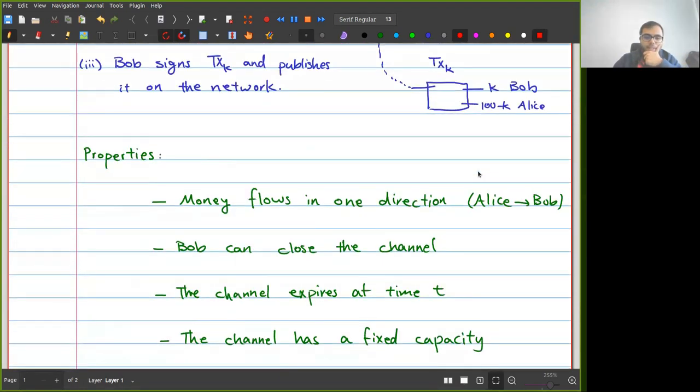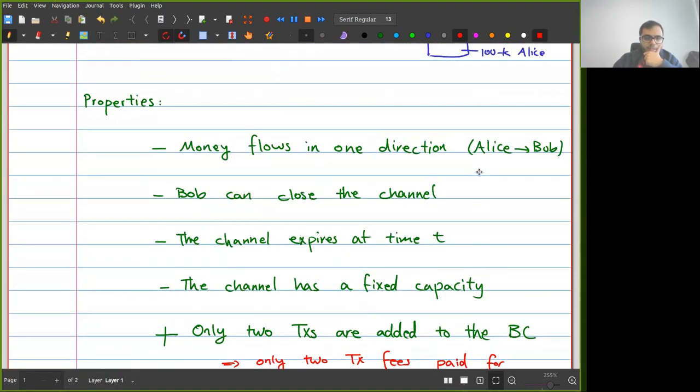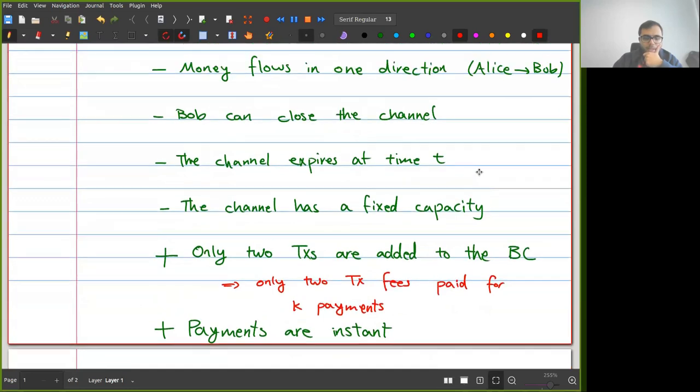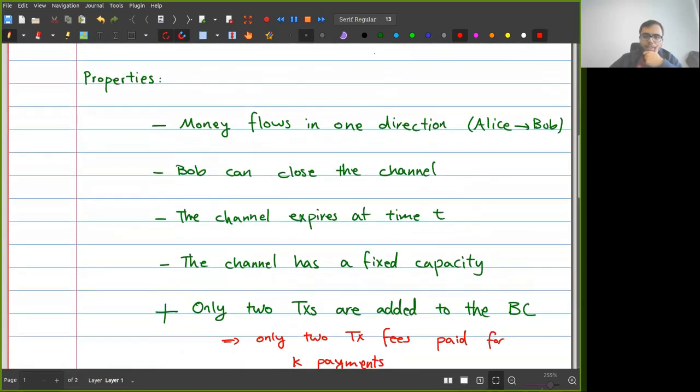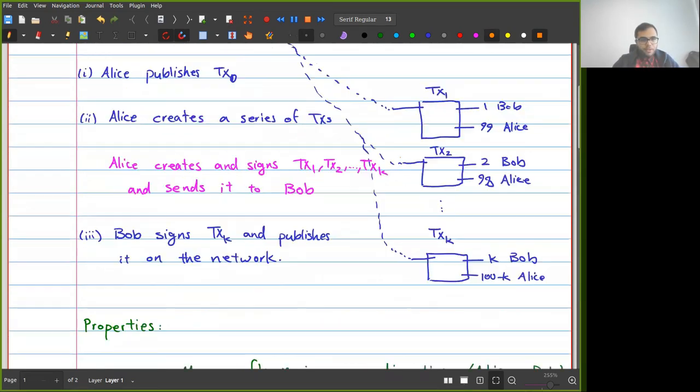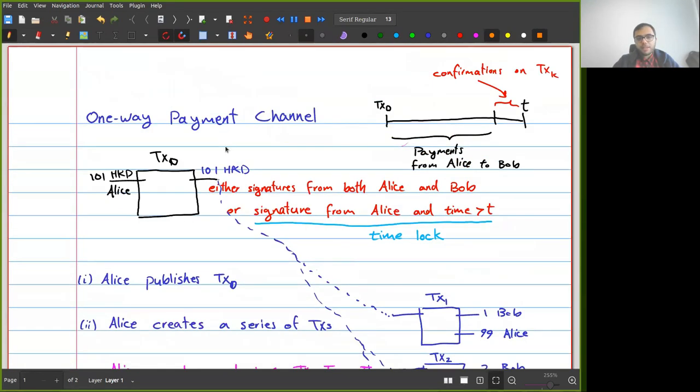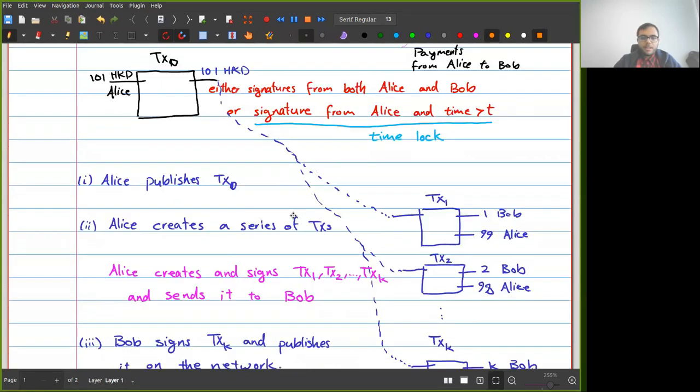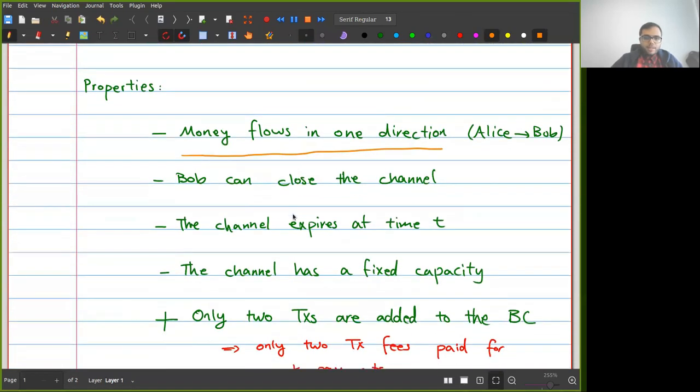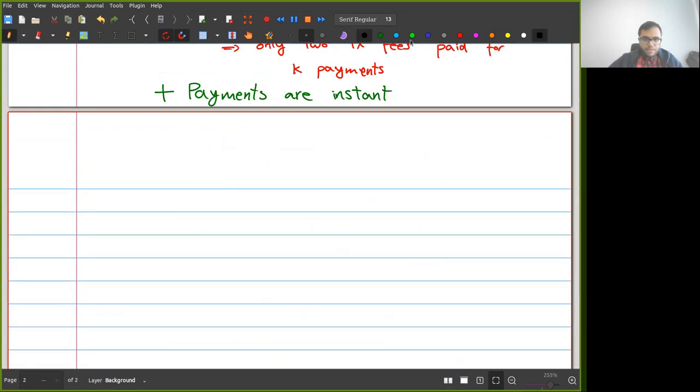Okay. Now, these are all great, but the main problem I have is this one. I don't like this one. My money can only flow in one direction. So I have only a one-way payment channel. I'd like to have a two-way payment channel. Because here's the thing.